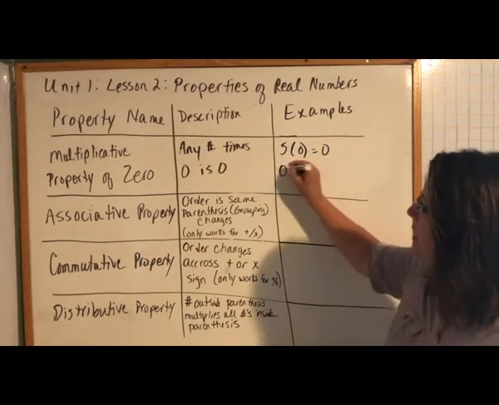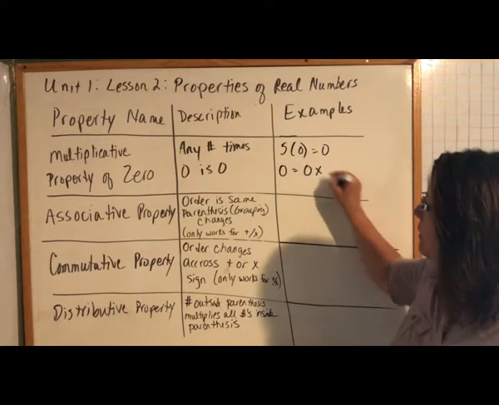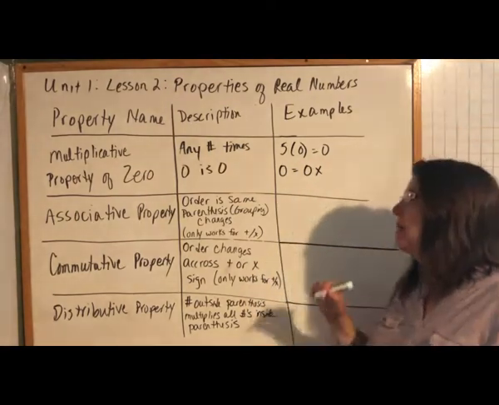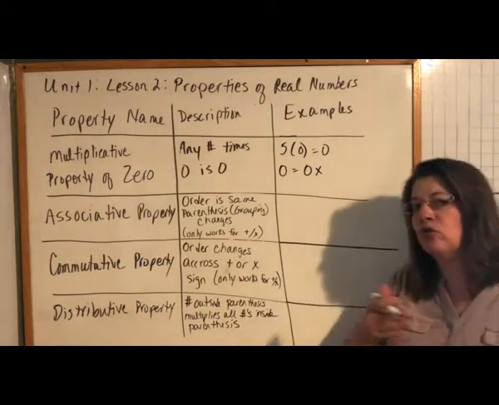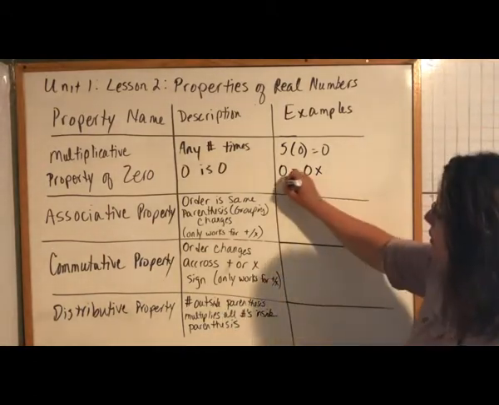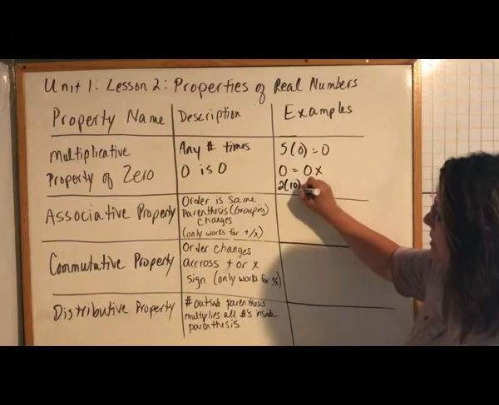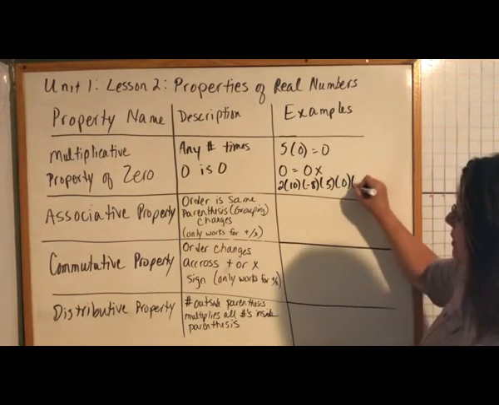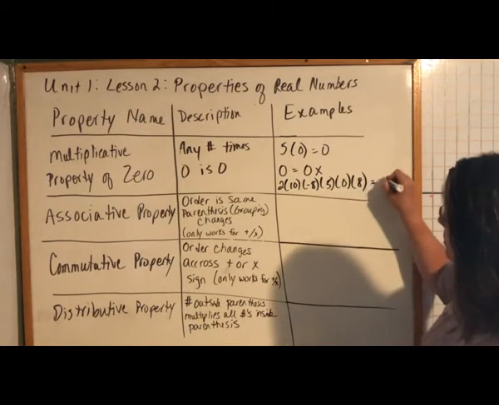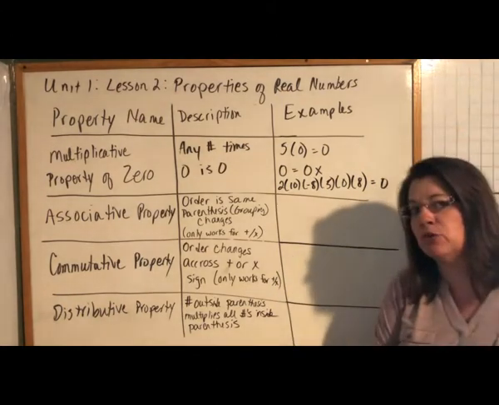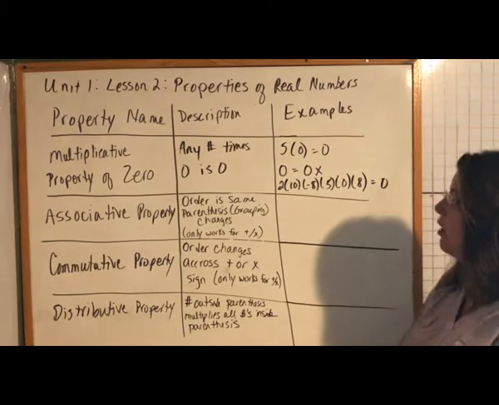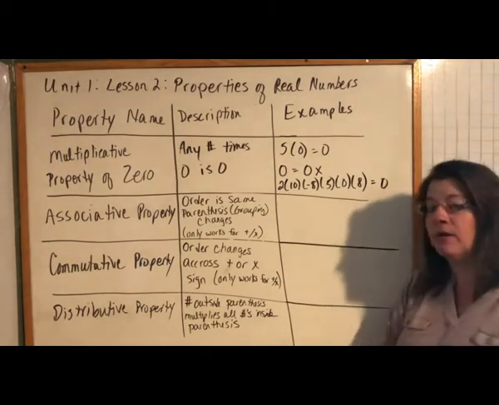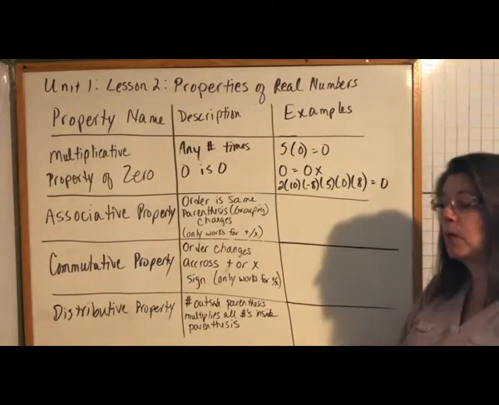You might have something like 0 equals 0x, okay? They may try to make it a long string of different numbers, like they might do 2 times 10 times -8 times 5 times 0 times 8 equals 0. It doesn't matter how many numbers you have in there. If you multiply all of those numbers times 0 anywhere, then the whole thing is going to be 0, okay?